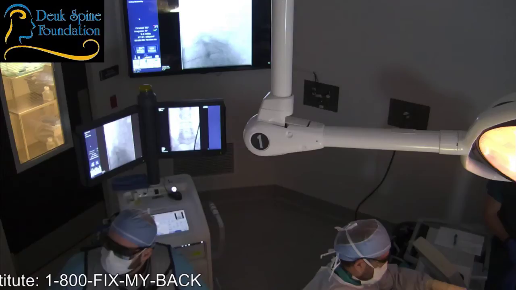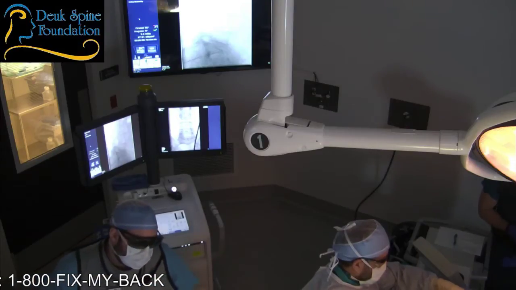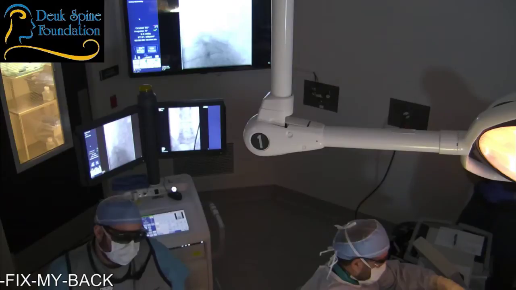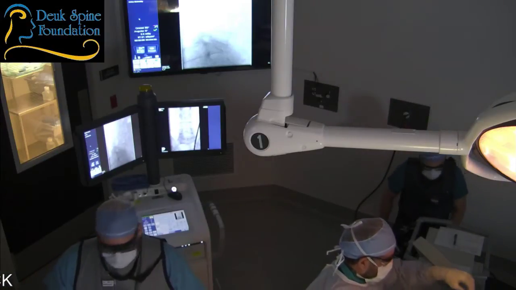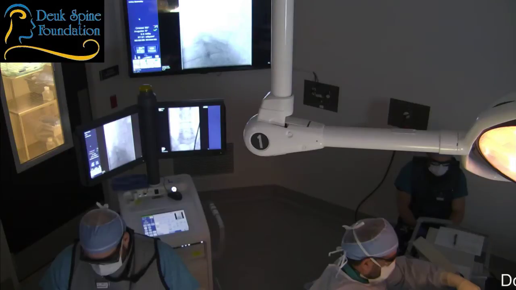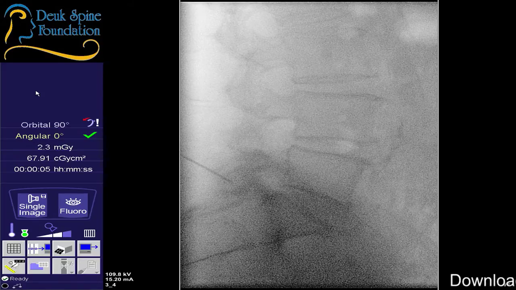Here at Deuk Spine Institute. All right, we're going to be doing a Deuk laser disc repair. Is that you pulsing? Yes, sir. We've already started here. We have our patient laying down. We're doing a lumbar today. That's the lower back. And she's having lower back pain and left leg pain.